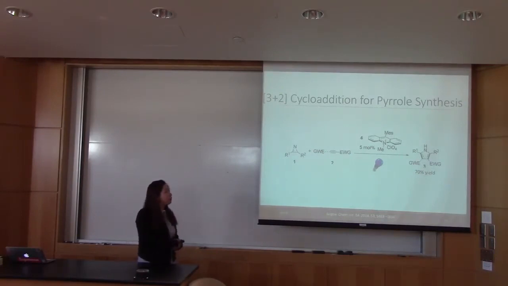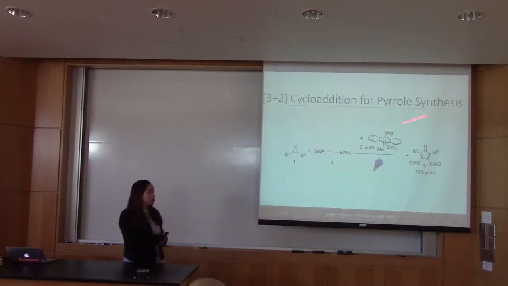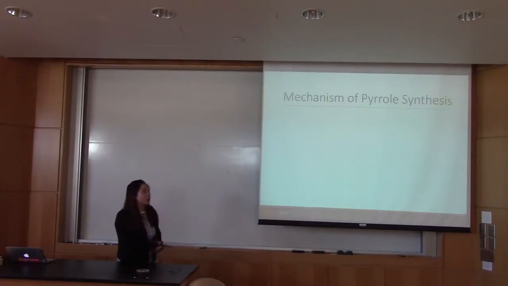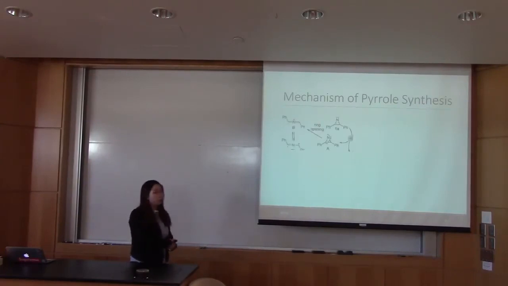And then, after the ring opens, it can react with the triple bond, and they can form the pyrrole ring in the product. This gives a 70% yield of the product. So this is a pretty high yield. And the mechanism of this reaction is that first they need to open the ring.